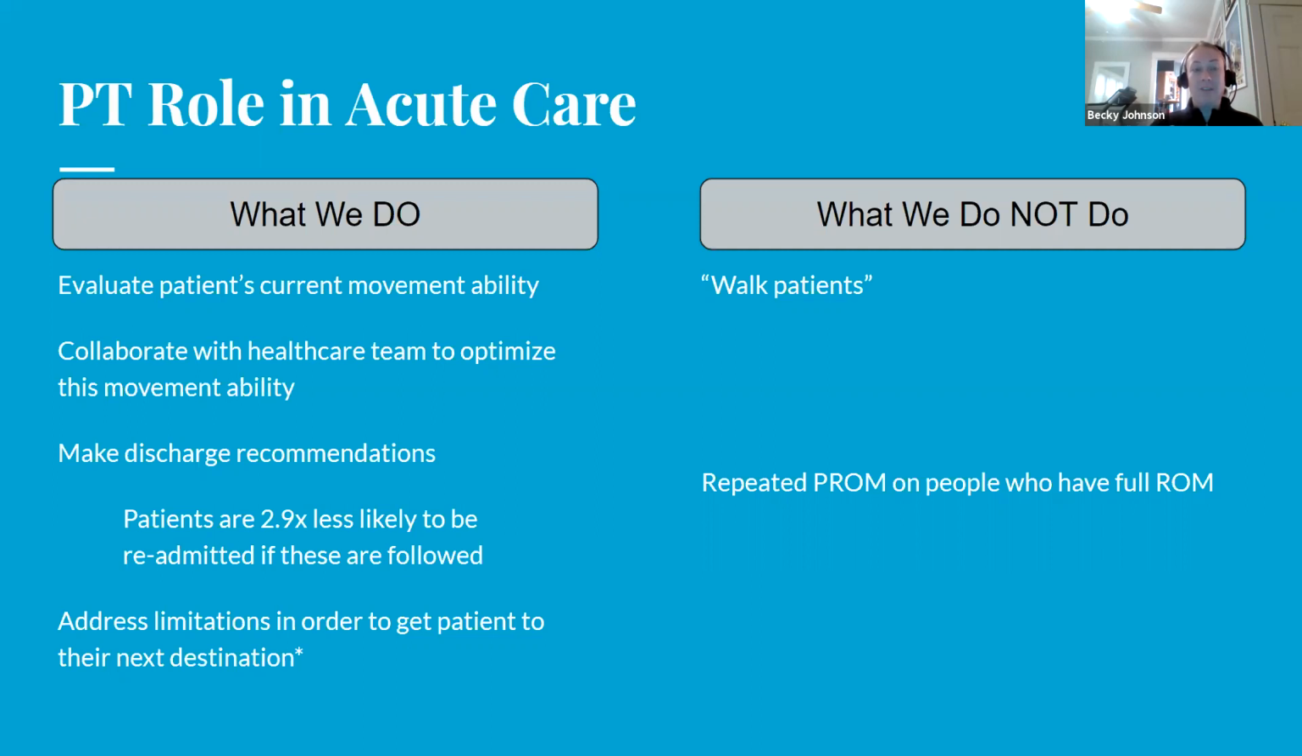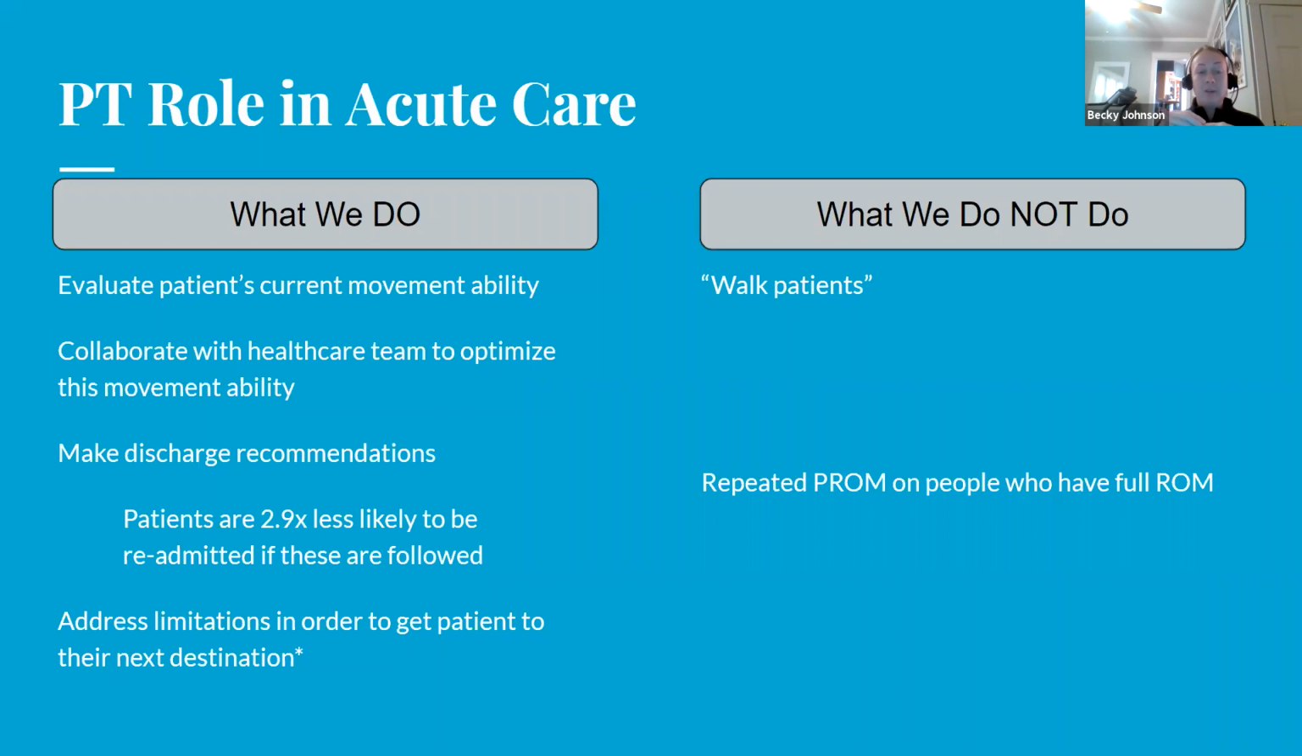So we're really good at evaluating a patient's movement ability and determining what the best place is for them to go, also taking into consideration their medical status and their rehab potential. So yes, we do a lot of discharge planning, but that certainly isn't all that we do. However, patients are about 3 times less likely to be readmitted if what we recommend is actually followed. So if we say a patient needs to go to subacute rehab, but they end up going home, they're 3 times more likely to be readmitted than if they had listened to our recommendation.